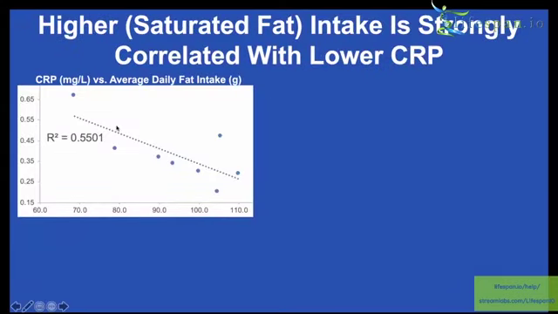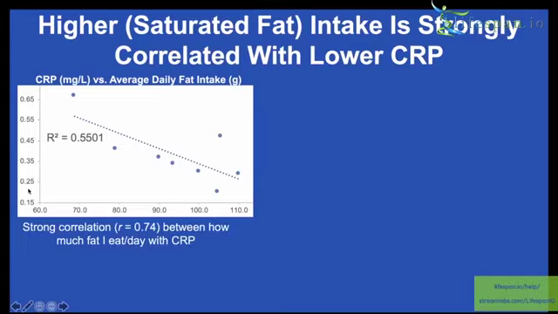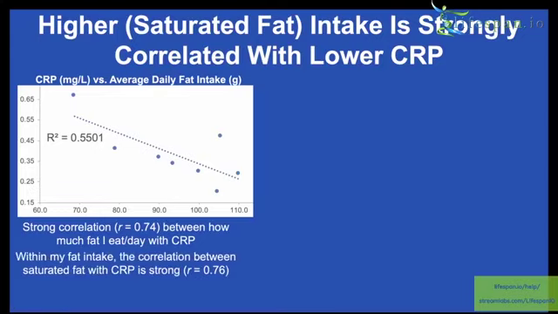So looking at my diet with CRP, and I have less data for CRP because I just started tracking it last year. So I think I have 8 data points, 2, 4, 6, yeah, I have 8 data points. And the strongest correlation is with my average daily fat intake. So in this case, higher total fat intake is correlated with a lower CRP on the y-axis. And even going forward within my fat intake, the correlation between saturated fat, actually this should be a negative correlation. So higher saturated fat intake strongly correlated with a lower CRP in my data.